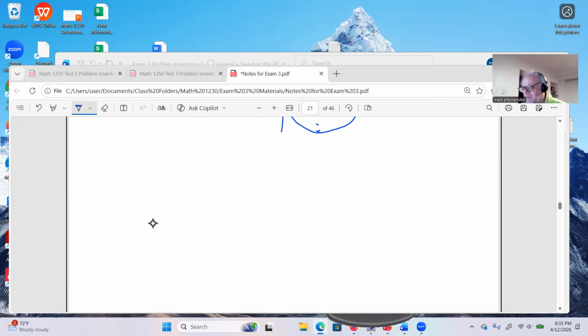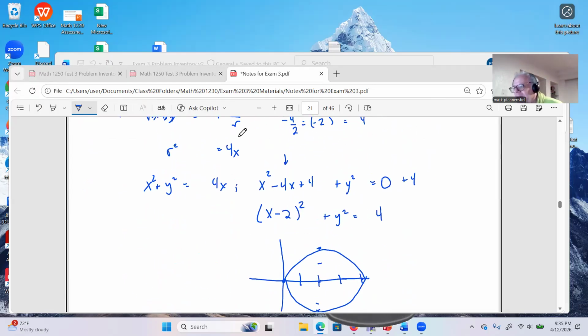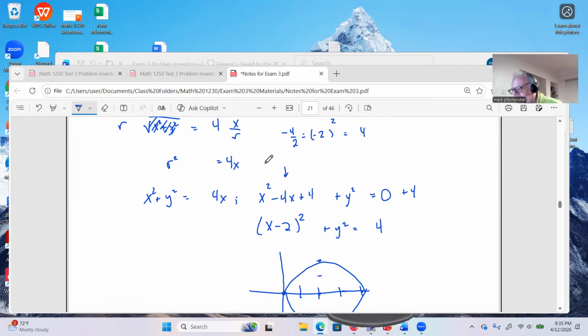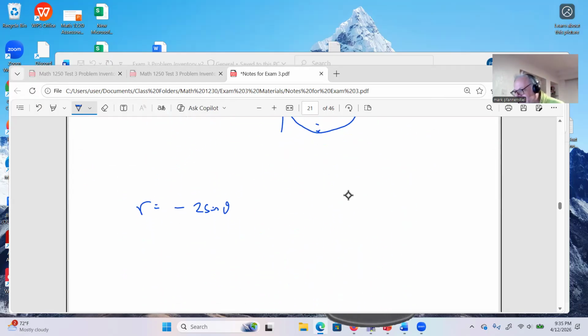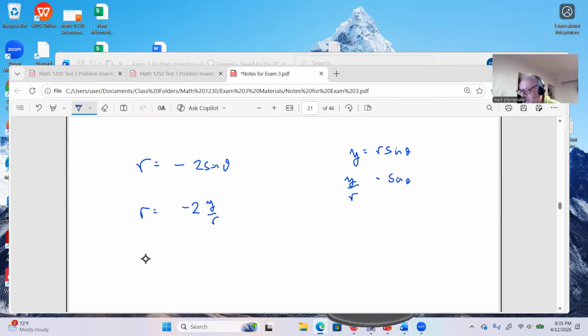Okay, very similar problem. We have r is equal to negative 2 sine theta. Let's go back up and look at this. The first thing I'm going to do is remember that y is equal to r sine theta, so sine theta would be y over r. So we make that substitution. I have r is equal to negative 2 times y over r. We multiply both sides by r, so we have r squared is equal to negative 2y.